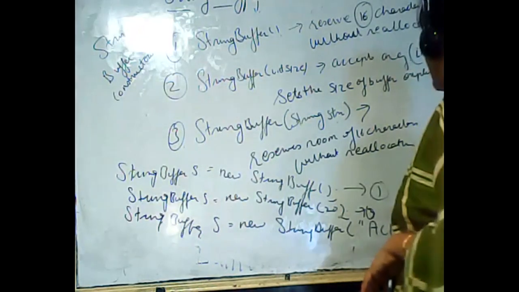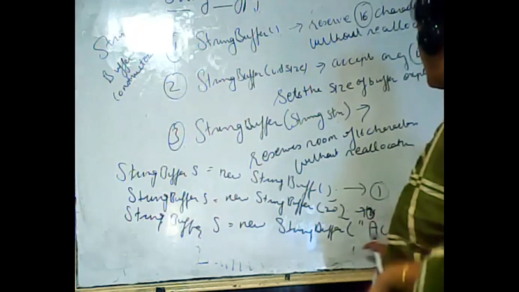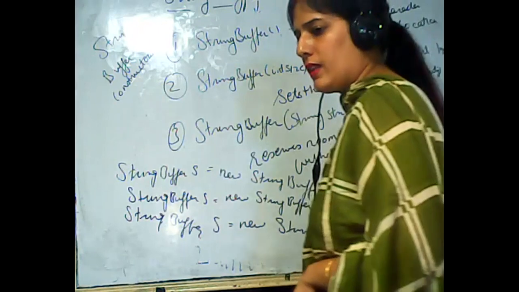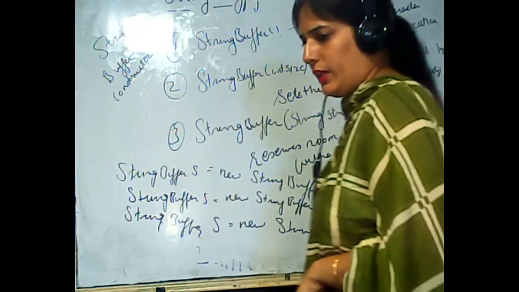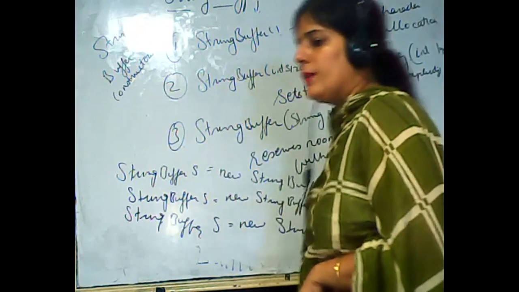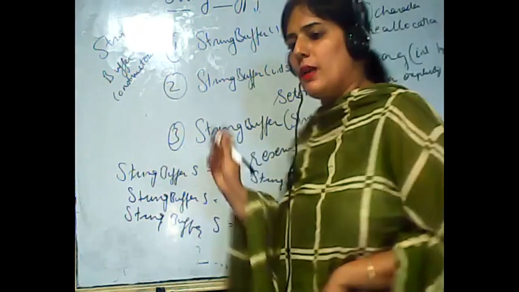Okay, so this is the third constructor that we are showing here, and this was the second method in the third constructor. We are passing the string argument directly, and we haven't defined any size for that particular memory location, but by default it will take the 16 character memory allocation without reallocation. Okay, so this is how we can define this particular StringBuffer. These are the constructors that we have discussed so far.